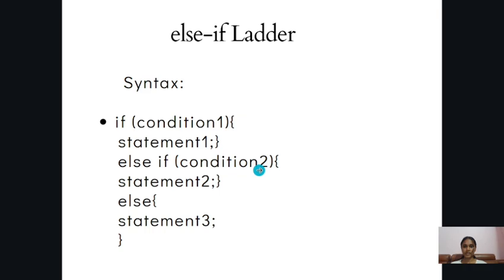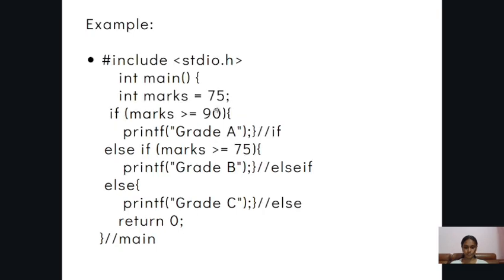Now let's see the else if ladder. When you have more than 2 conditions, you can use the else if ladder. It checks each condition one by one until it becomes true. This is the syntax of the else if ladder. The example program is this.